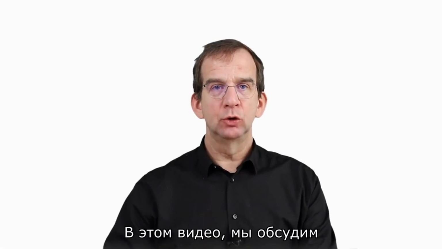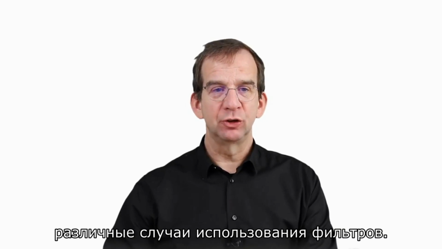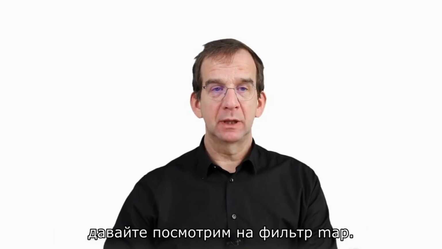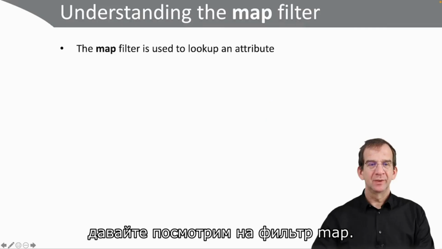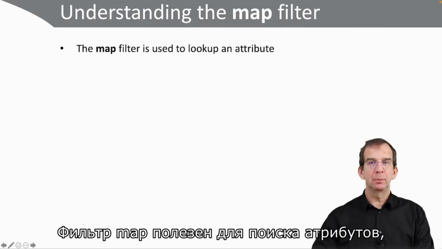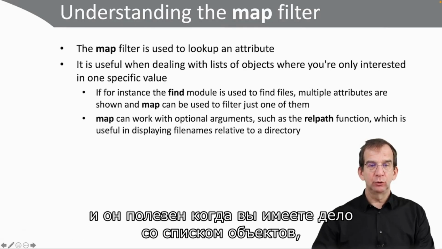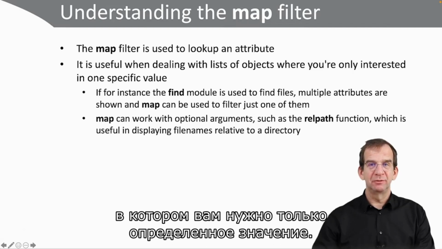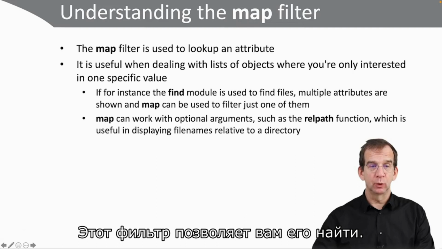In this video we are going to discuss different filter use cases. So to start with, I'd like to have a look at the map filter. The map filter is useful to look up an attribute, and it is useful when dealing with lists of objects where you are only interested in a specific value.